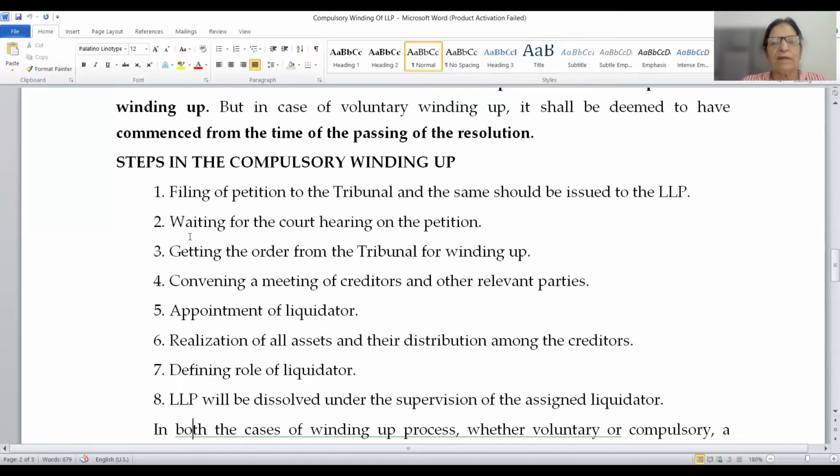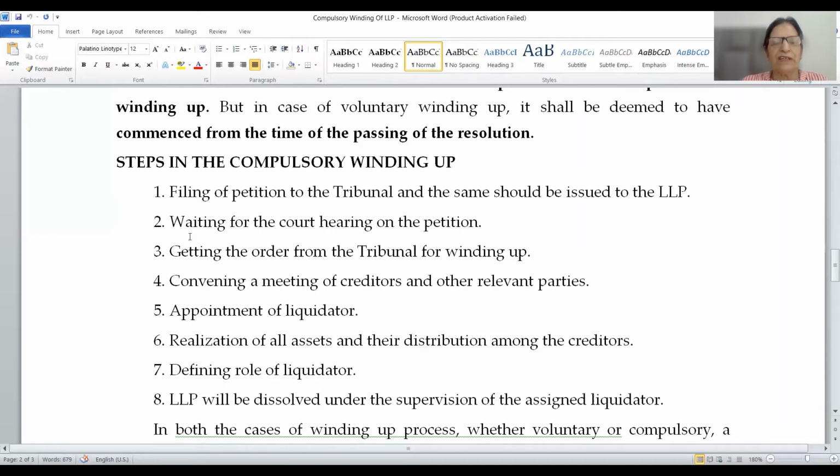Getting the order from the tribunal for winding up. So the tribunal will look into the reasons why people want that LLP to be wound up. Or, if the tribunal is of the view that it is just and equitable due to a number of reasons, that LLP should be issued the winding up order. Convening a meeting of creditors and other relevant parties. The liquidator is required to convene a meeting of creditors and other stakeholders.